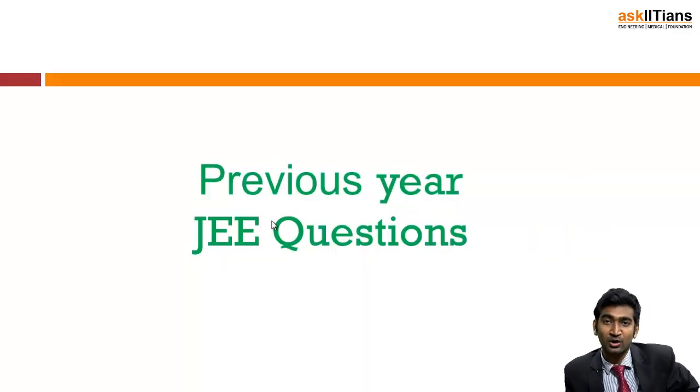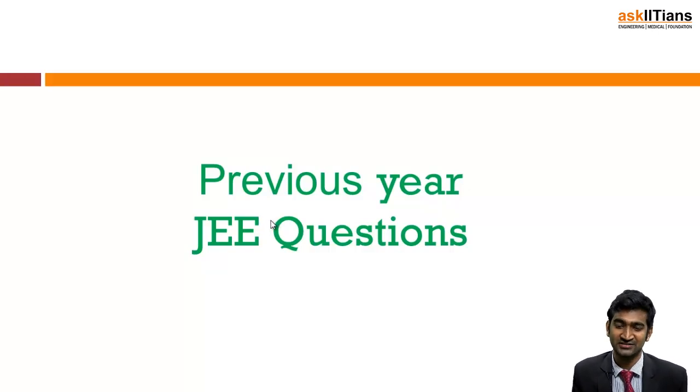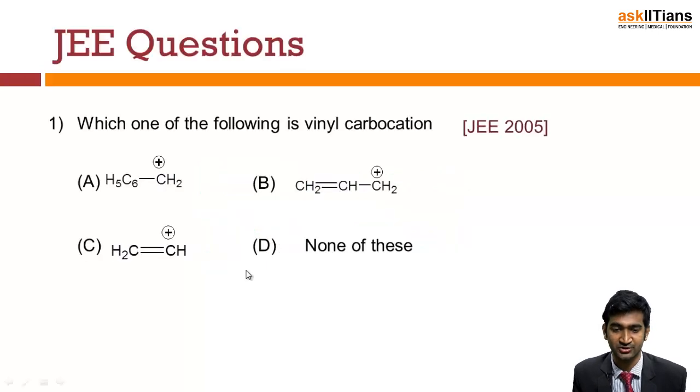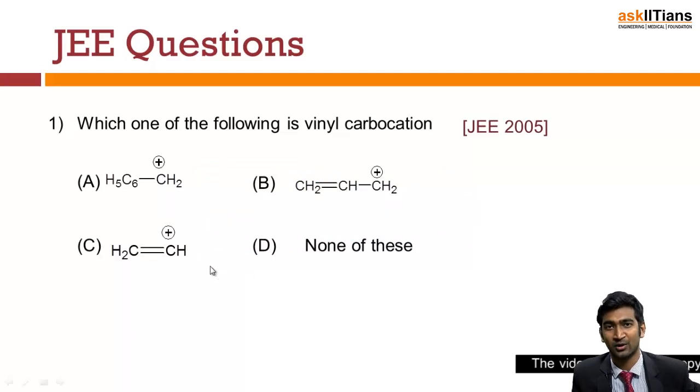So students, now I will be discussing some of the previous year JEE questions which have come up from this basic general organic chemistry chapter, which will boost up your confidence also. So let's proceed to the first question. This was a very easy question asked in JEE 2005. Which one of the following is a vinyl carbocation?